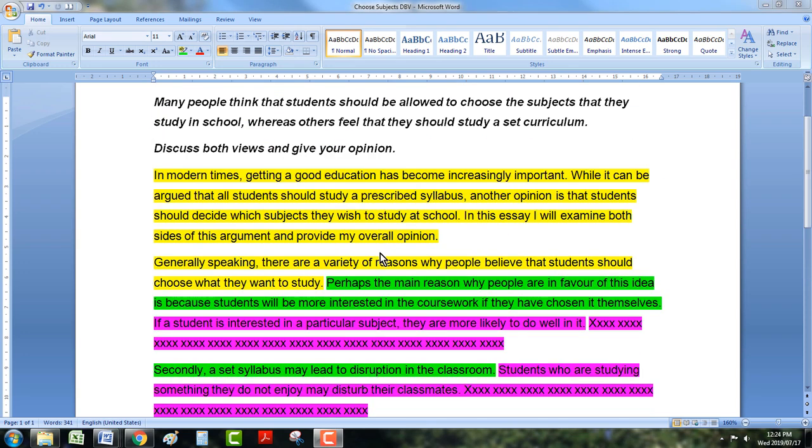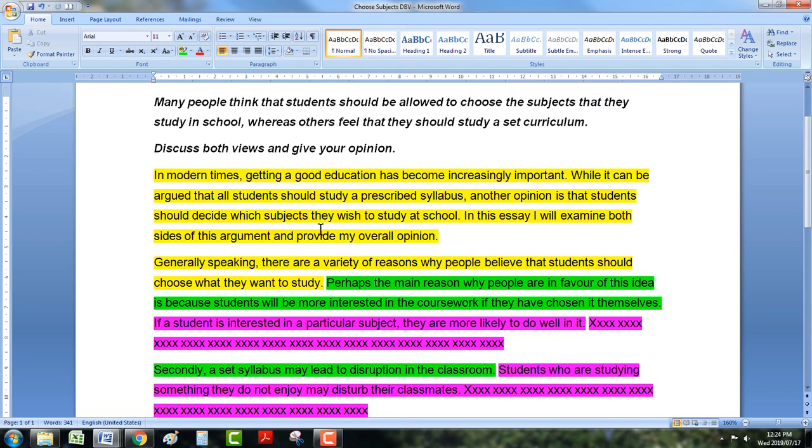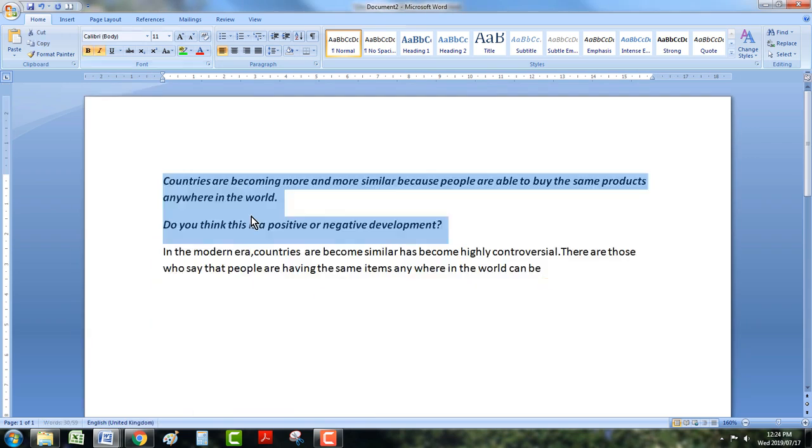But please, I just want to emphasize, you shouldn't really start pushing yourself into this and hoping that you're going to get a band 7 or 8 for task response if you can't do this stuff properly. For example, I'll show you something that a student sent me. So this was the question. Countries are becoming more and more similar because people are able to buy the same products anywhere in the world. Do you think this is positive or negative?